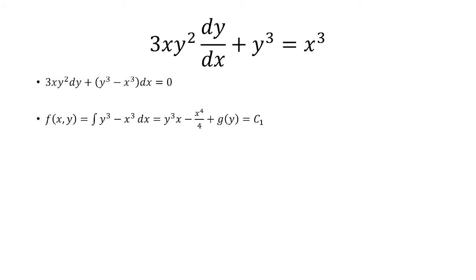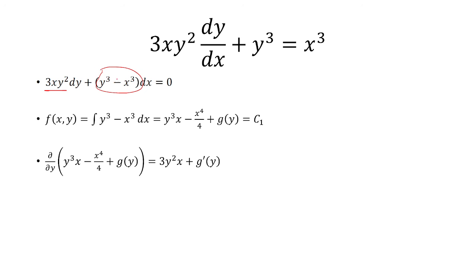Now I just chose to let f of xy equal the integral of y cubed minus x cubed with respect to x. And I set that equal to c1. Okay, so this is going to be my solution. So now I need to take the derivative of what I just found with respect to y. And I got 3y squared times x plus g prime y. And set that equal to this part right here, to the first part. So I integrated this one with respect to x. Now I'm going to take that and then take the derivative with respect to y and set equal to this.